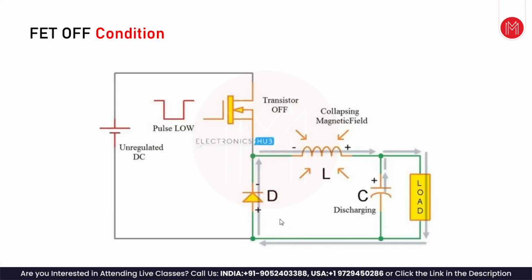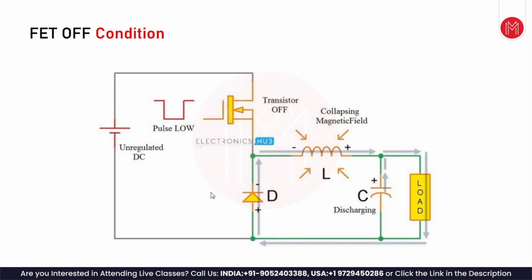In the off condition, the capacitor already has a charge and the inductor already has a charge. That charge gets dissipated into the load this way through the diode. The diode conducts in the off condition. On this side there is no current because the transistor is off. That means the pulse is low here. This is how it is.